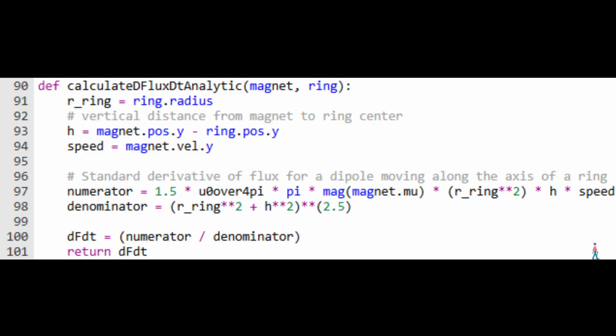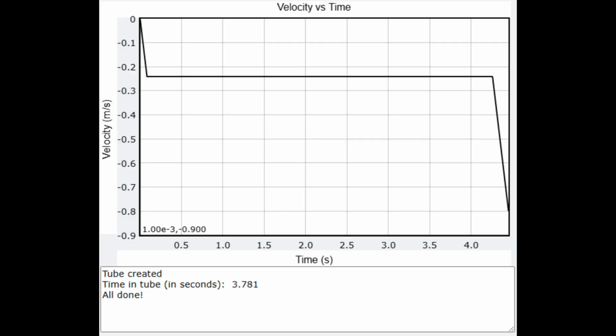Code. Here is the part of the code in which the function was defined to calculate magnetic flux, or the change of magnetic flux. And here is a screenshot of the output of the code animation. As you can see, there's a little bar magnet that has made its way fully through the tube. And here is the velocity versus time graph.